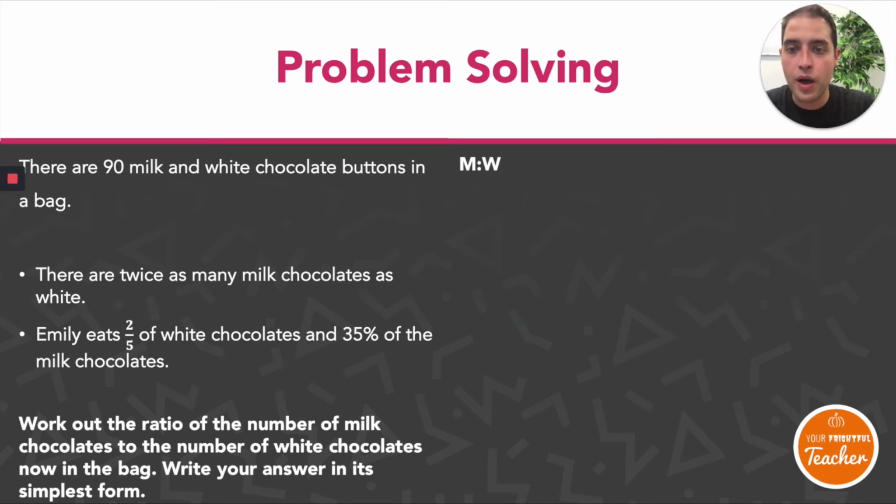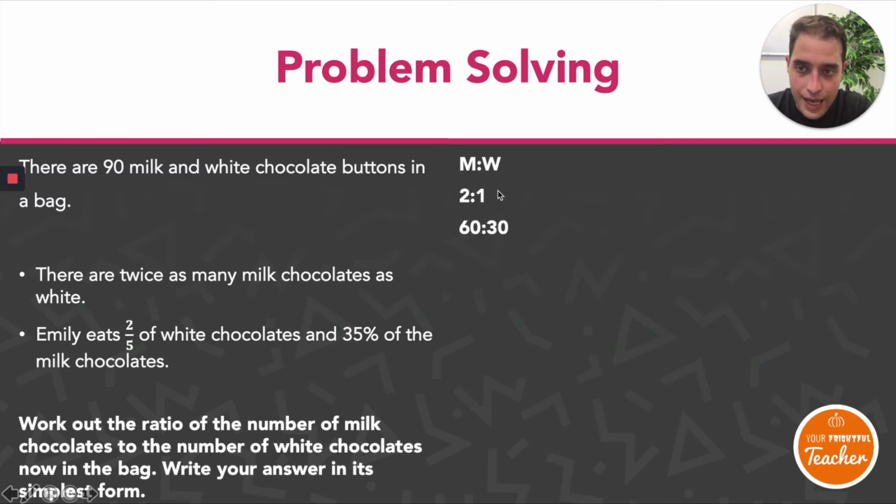So we need to be working out ratios. So we know that there's 90 milk and white chocolate buttons in total. We have the total value. And we know that there's twice as many milk chocolates as there is white. So that's 2 to 1. There's twice as many as there are 1. So 2 to 1 is the actual ratio.